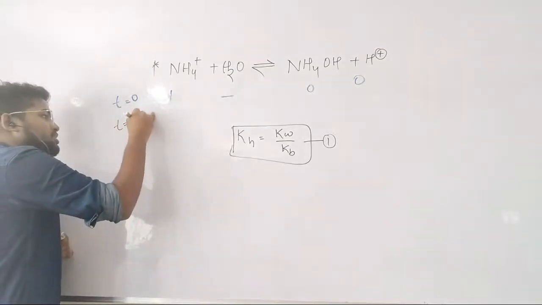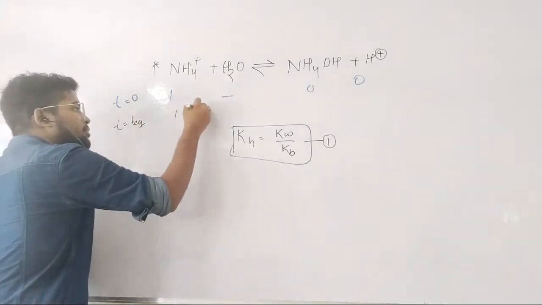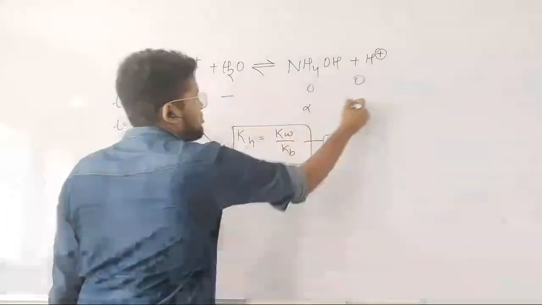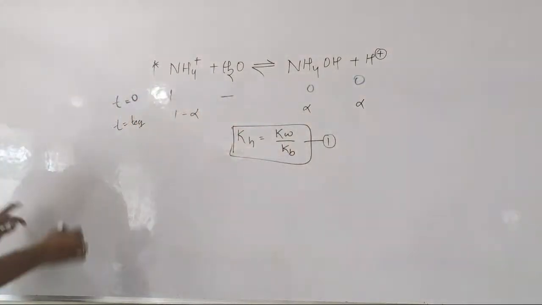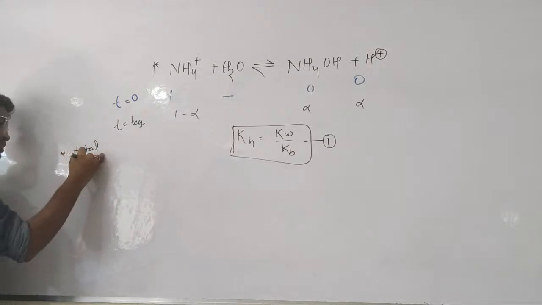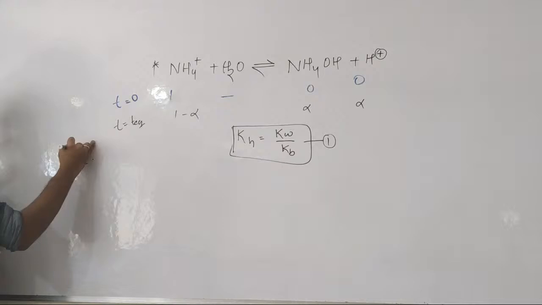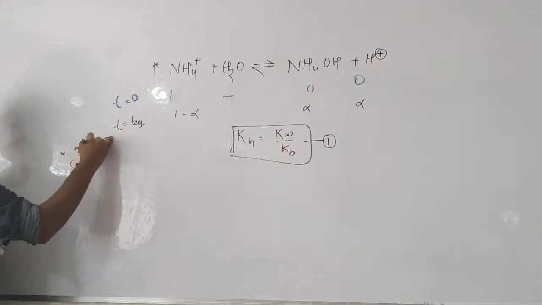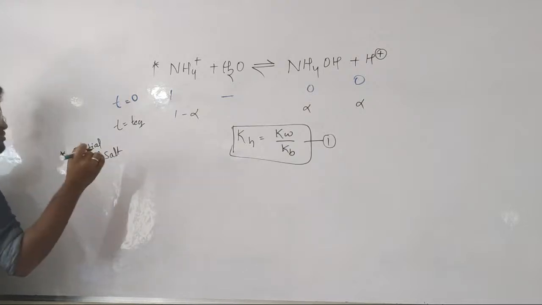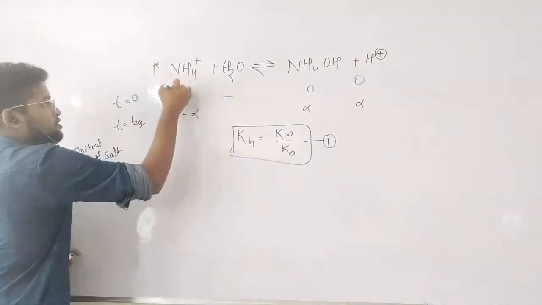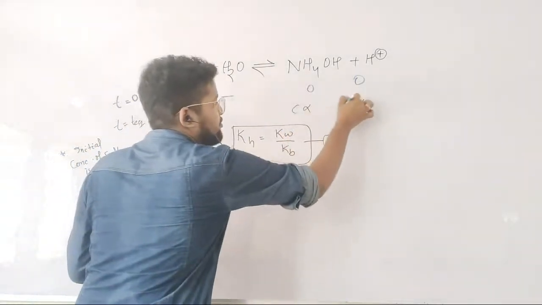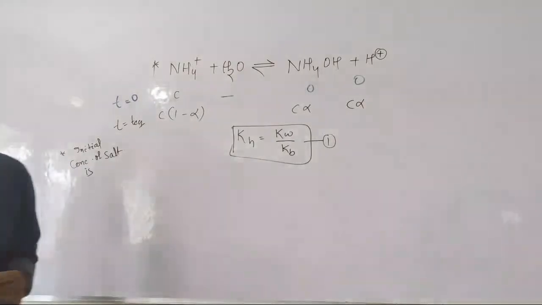When the hydrolysis is completed, what will happen? 1 minus alpha, and the products will be alpha. If the total or initial concentration of salt is C, so what will happen? C into 1 minus alpha, and C alpha. Right? We all know this.